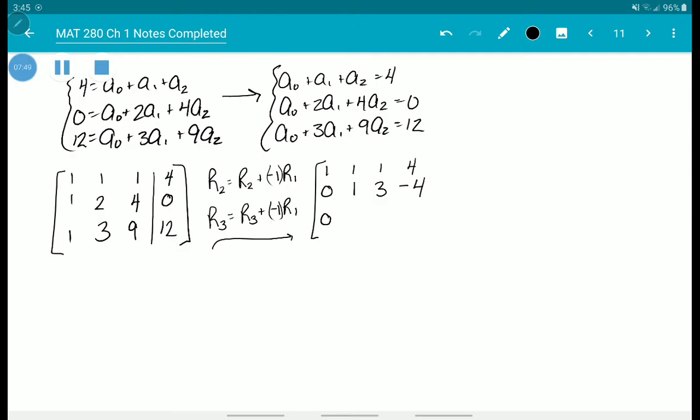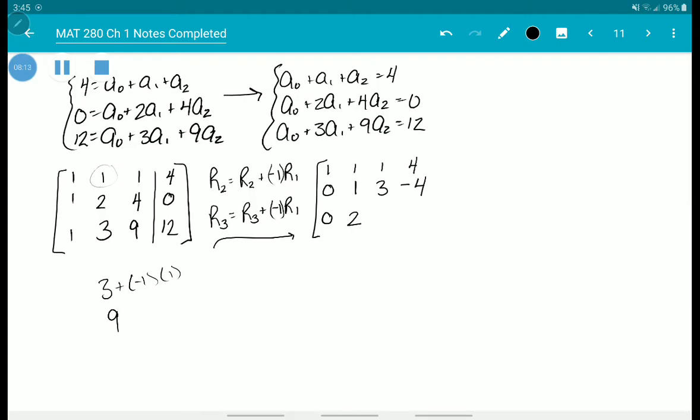So let's finish this row. It's going to be 3 plus -1 times row 1, which is a 1 there, which is going to give us a 2. Then we're going to have row 3, so now we're at the 9, plus -1 times 1, which is 8. And then 12 plus -1 times 4, which is also an 8.